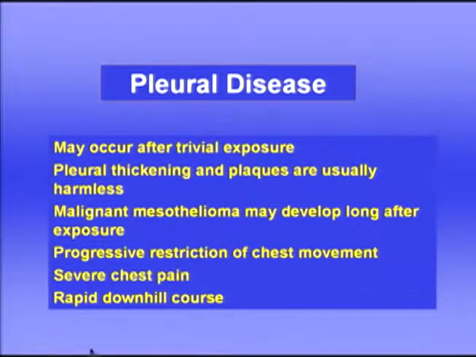The result of that is a very nasty disease. You get restrictive chest movements, severe chest pain, and a rapid downhill course. And there's a lot of interest at the present time in trying to detect patients who've developed malignant mesotheliomas. There's a lot of work done by lawyers trying to help people who've got this. So it's a serious problem. Asbestos is one of those areas of industrial medicine which has changed over the last number of years and is responsible for a tremendous amount of litigation.